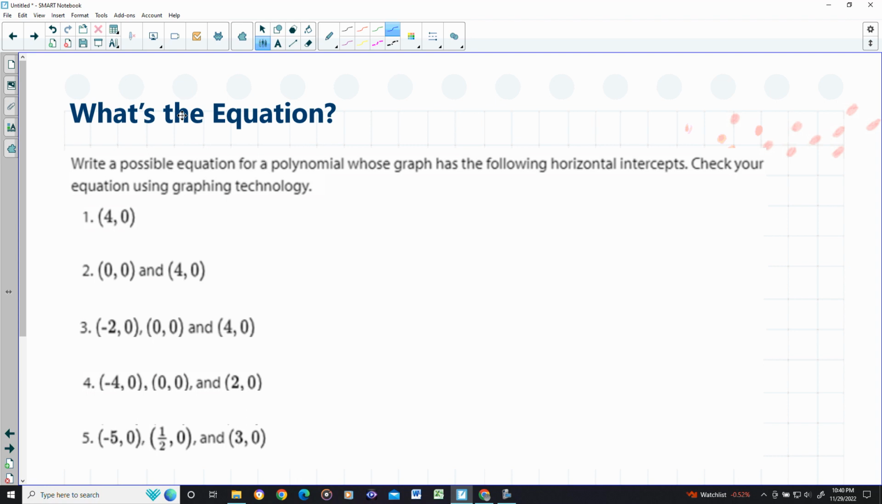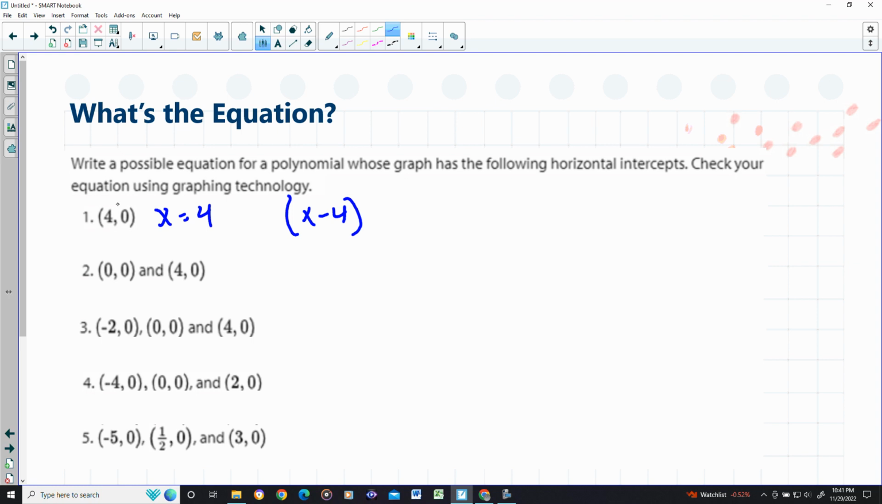So let's look at this first one. 4, 0. So it passes through the point 4, 0. That means that x equals 4. That's an x-intercept. And so what factor produces that? x minus 4. So x minus 4 is a simple polynomial that passes through that point. And I can add more factors if I want. If I add an x plus 1 or an x minus 2, it doesn't matter. As long as it has an x minus 4 term, it's going to pass through that point.